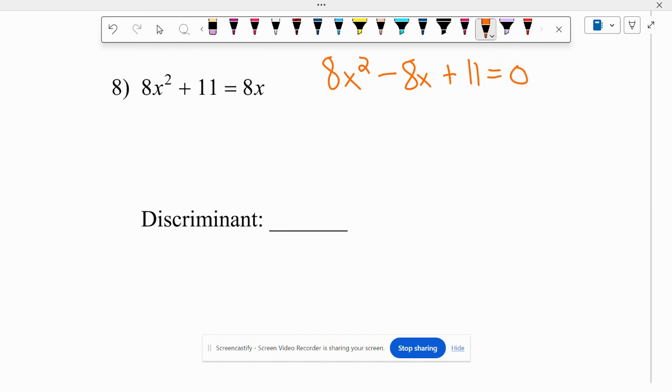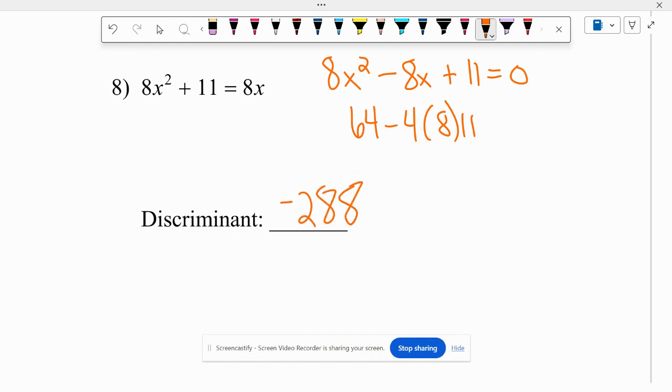Okay. So b squared. Well, that's -8 squared, which is 64, minus 4 times 8 times 11. Okay, so let's see. That's going to be 88 times 4, so 352. 64 minus 352 is -288.